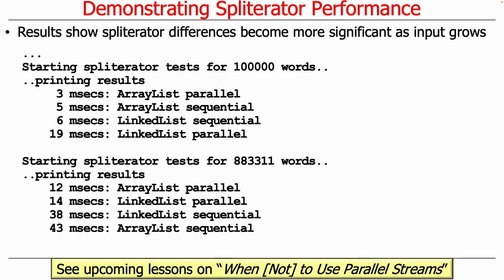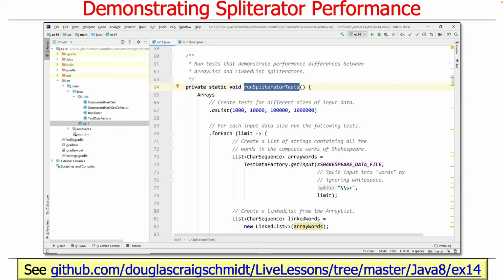What you're going to see here is a little easier to see on this slide, but then we're going to look through the code in a second. As the number of words we're dealing with gets larger, the win from using parallelism gets bigger, number one, and number two, the win from using the ArrayList splitterator is going to get bigger as well. So let's go ahead and take a look at the example, and that will illustrate the point. You can find the example here at this URL.